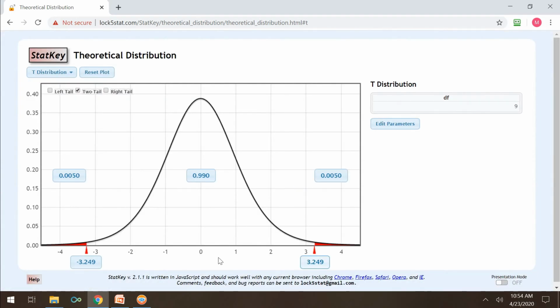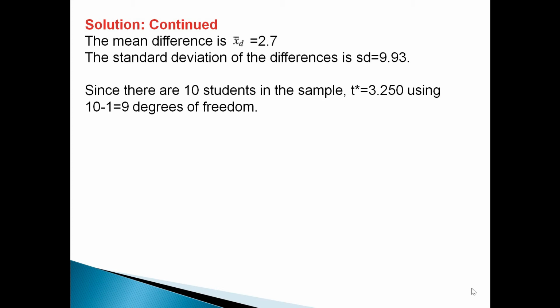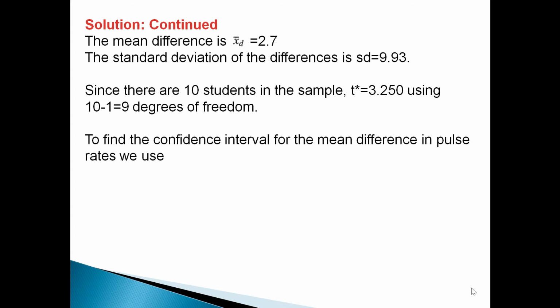Doing so will show me the t-star down there, so I can say that the t-star is about 3.25. So now that I have the t-star, the x bar d, and the SD, and I know that there were 10 students in my experiments, I have all the variables in my equation, so I'm going to go ahead and perform that.